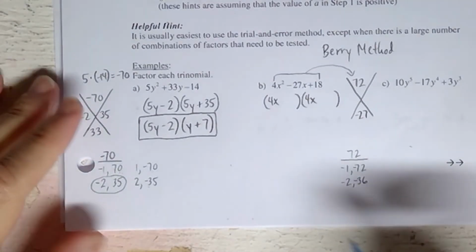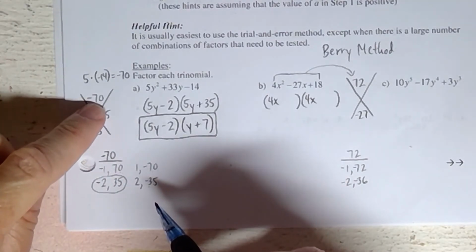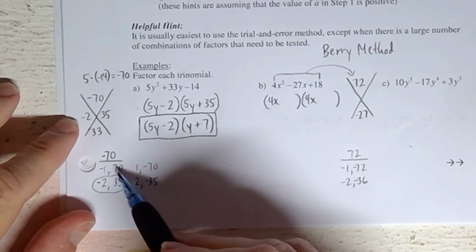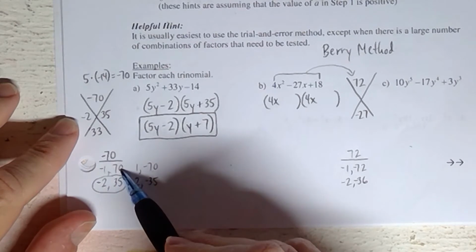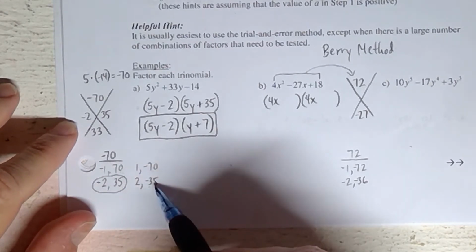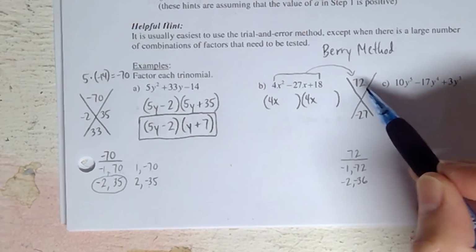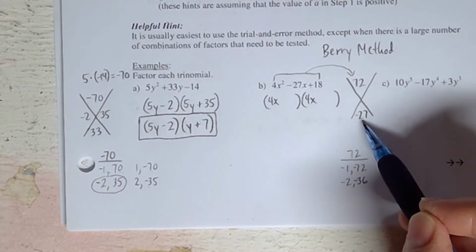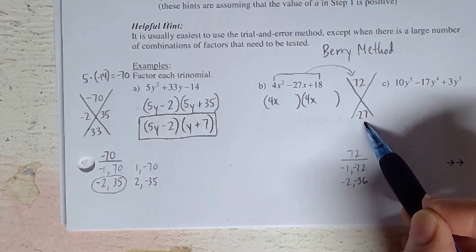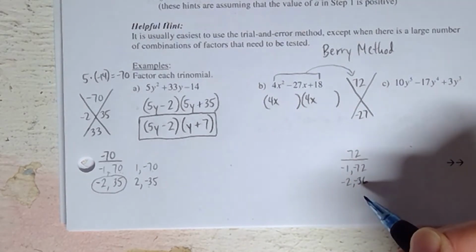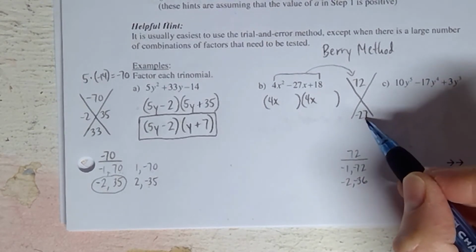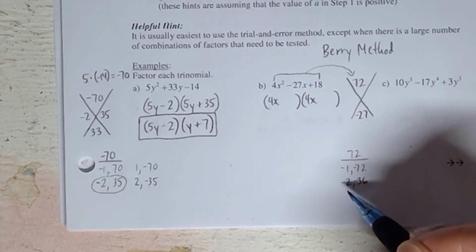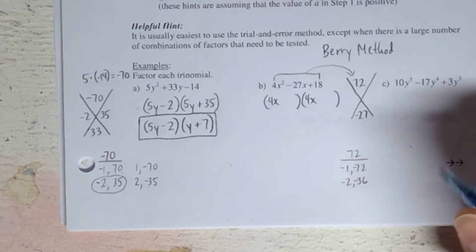Okay, so let's review here. If this top number in the big X right here is negative, then you do two pairs for each pair of factors, negative positive and positive negative for each different pair of factors. But when that top number is positive, then the middle number, negative 27, is going to tell you what the sign of your factors are going to be. So if this had been positive 27, you would just make these all positive. Since it's negative, you're going to make these all negative.